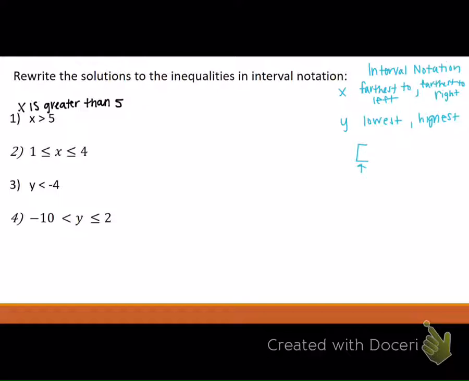A square bracket means the number is included. It's like a closed circle. And a round bracket means the number is not included. It's like an open circle. So get that stuff written down so that we can do these problems. Maybe Matt will give you a little bit of context on what interval notation is versus inequality notation.